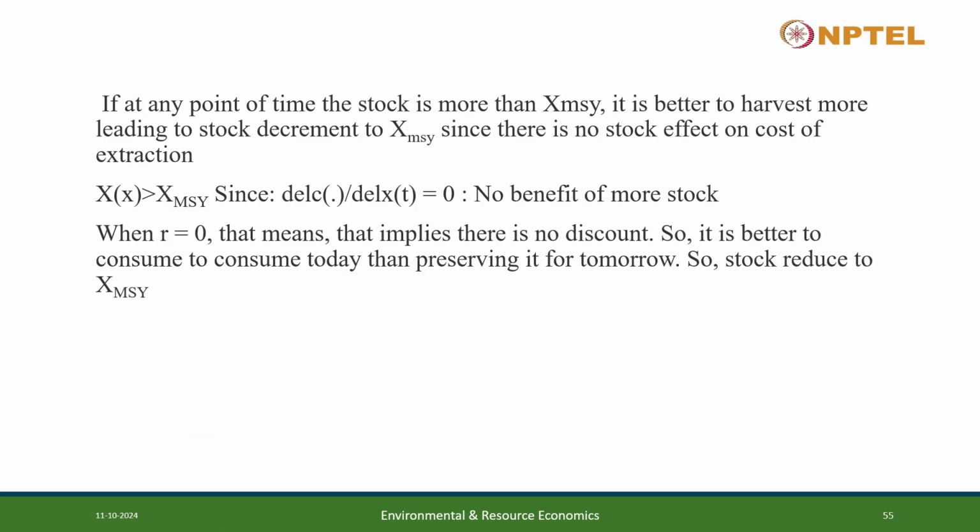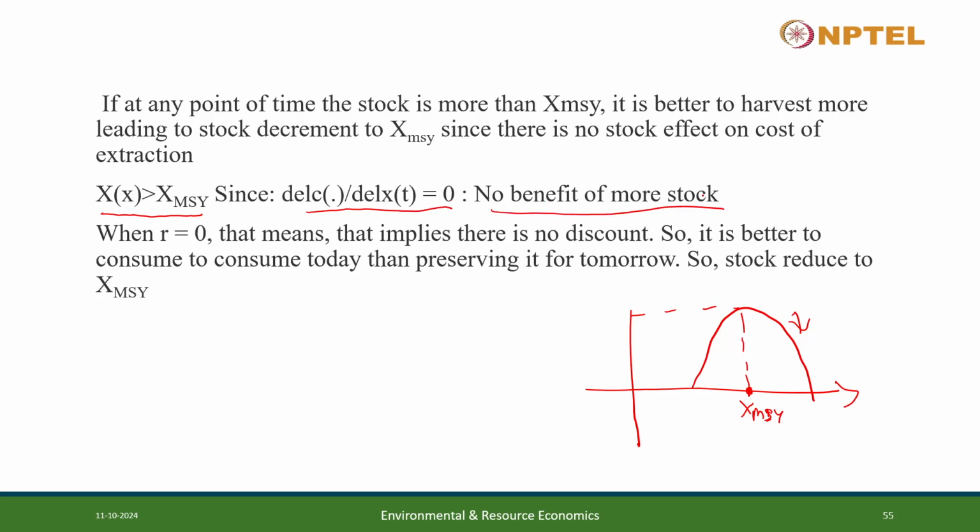Okay, sure. Now, if at any point of time my stock is more than x msy, the point where both the biological and economic optimum intersect, then it is of no use, because anyway my growth with respect to stock is negative. So if x is more than x msy, since del c by del xt is equal to 0, there is no benefit of more stock. That is the first condition. So you can extract the fish more, so that x is reduced to x msy.